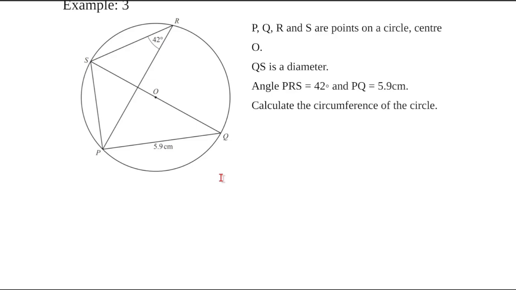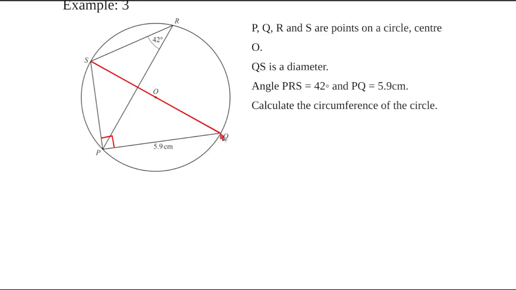Points on a circle, or if you like, points on the circumference of a circle, and the center is O. QS is a diameter. If QS is a diameter, already this angle should be 90 degrees, simply because this is a diameter. Now angle PRS is 42 and PQ is 5.9.